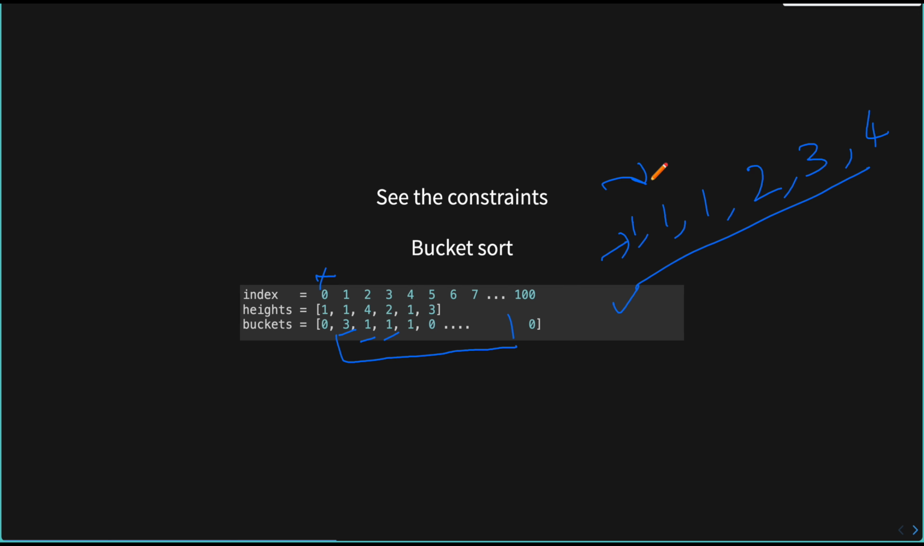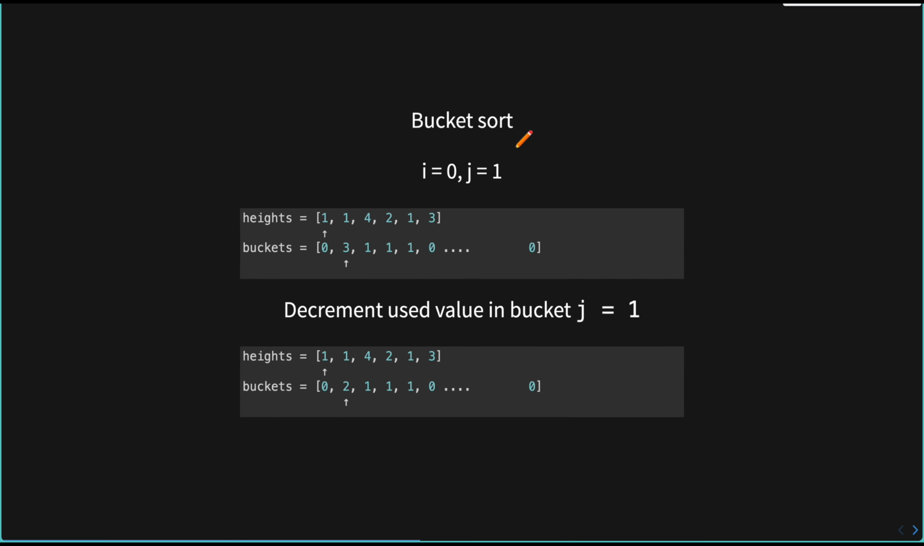Let's jump into the example to understand that part. So initially, we will have the heights like this and bucket of up to 101. I've just removed the indexes for clarity, but I hope this is now clear.